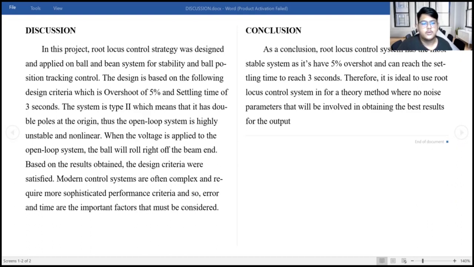Modern control systems are often complex and require some sophisticated performance criteria, and so error and time are the important factors that must be considered. As a conclusion, the root locus control system has the most stable response, and it has 5% overshoot and can reach the settling time of 3 seconds. Therefore, it is ideal to use the root locus control system as a theoretical method where no noise parameters will be involved in obtaining the best result for the output.